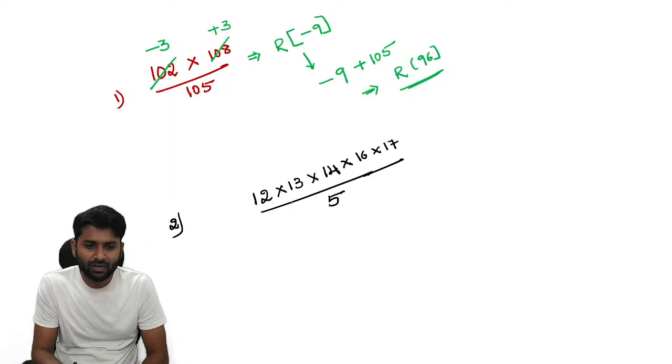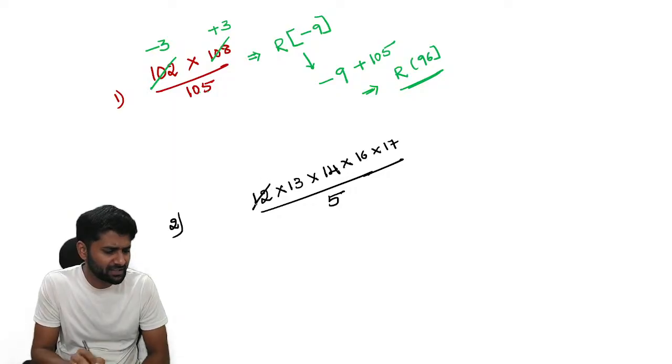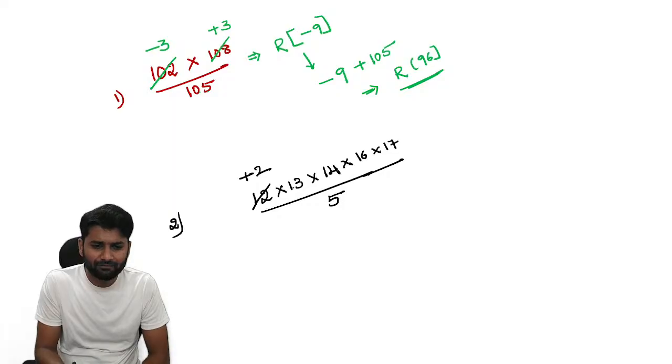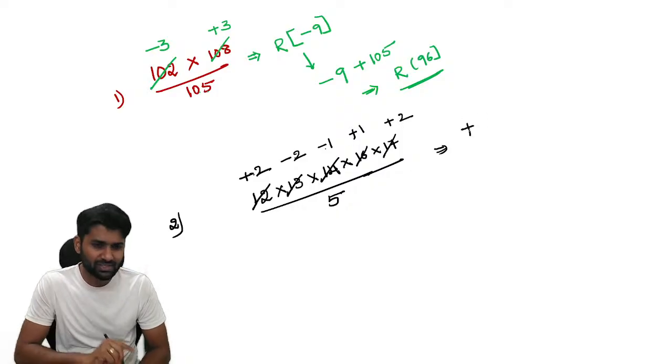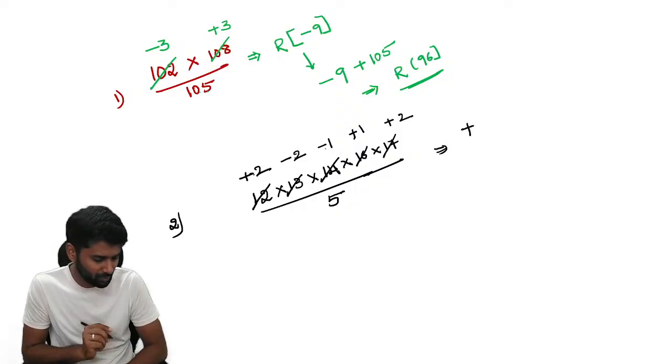Now see, if 12 is divided by 5, don't identify the total product value. It's a waste of time. It's 2 units more. If 13 is divided by 5, let us consider this is 2 units less. If 14 is divided by 5, it is 1 unit less. 16 is 1 unit more, and 17 is again 2 units more. Finally, here we have positive, negative, negative, positive, positive. So the final remainder is positive, since a negative multiplied with another negative becomes positive itself.